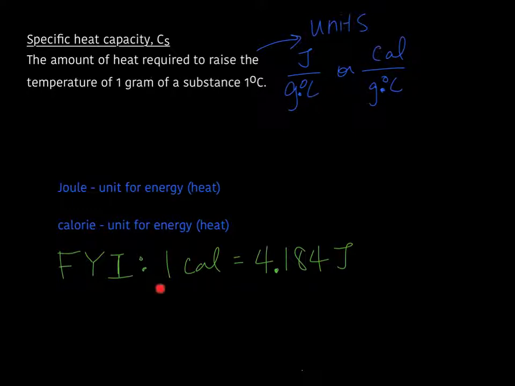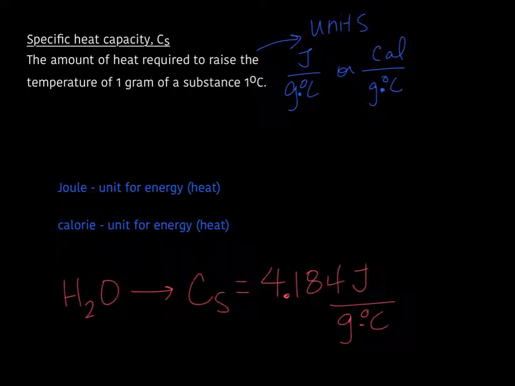All right, so just for your information, 1 calorie is 4.184 joules. This is about to go away, so if you don't have it in your notes, write it down right now. All right. So the specific heat capacity for water is 4.184 joules per gram degree Celsius.